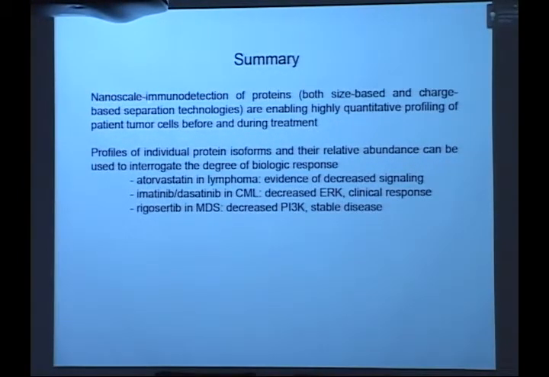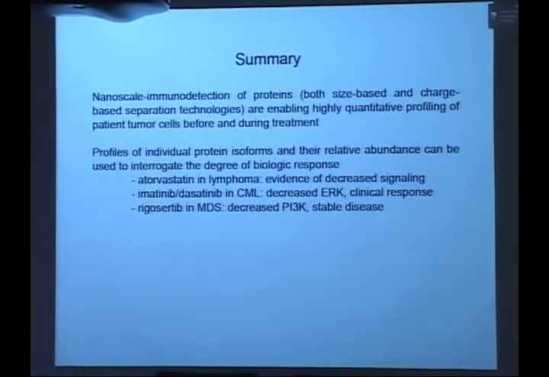To summarize, the nanoscale immunodetection of proteins, I didn't talk about size-based, I focused on charge-based separation. These are enabling highly quantitative profiling of patient tumor cells before and during treatment. And profiles of individual protein isoforms and their relative abundance can be used to interrogate the degree of biologic response. And even a small degree of response could certainly still correlate to clinical response.